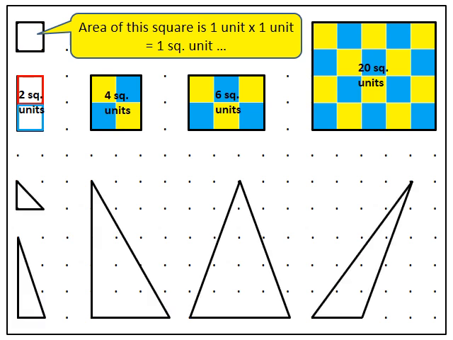But what about these? Do we know how to find the area of these shapes? These are right angle triangles, acute angle triangle and obtuse angle triangle. So we'll find that out.